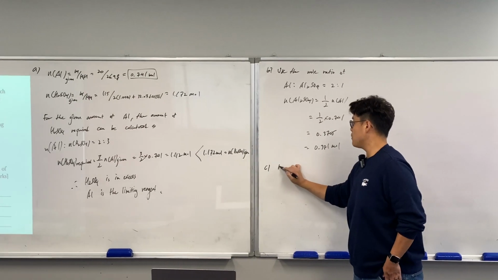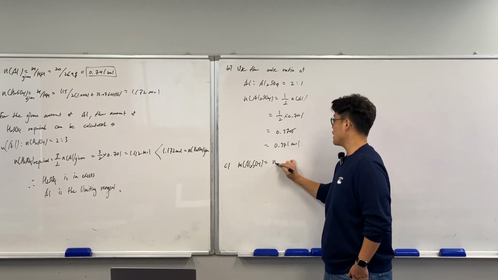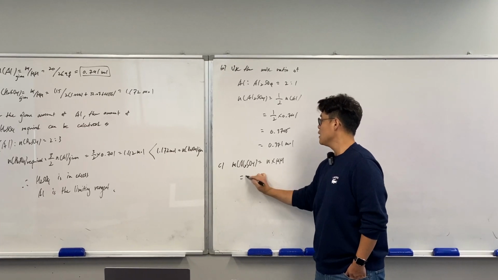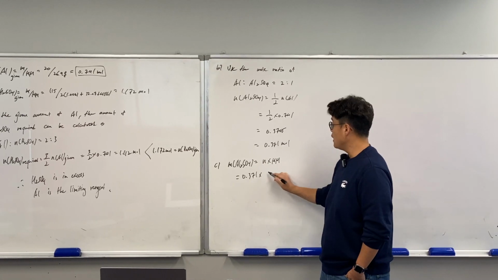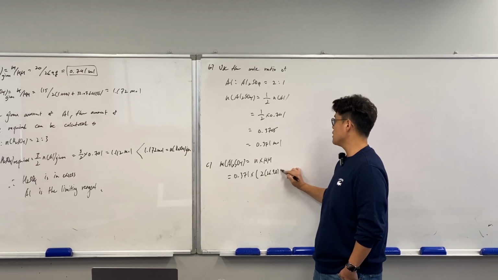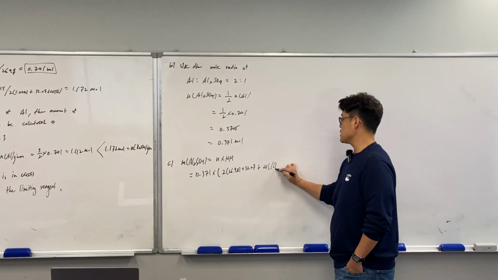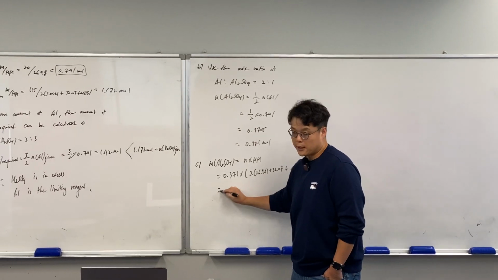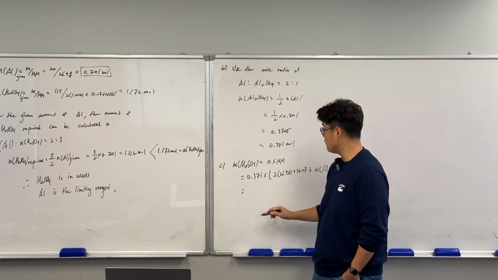Easy. Then C. Mass of the aluminium sulfate is n times the molar mass, 0.371 times the molar mass of everything. Aluminium, show that, 2 times 26.98 plus 32.07 plus 4 times 16, like this. Make sure you show all that as well. Then you're to get 126.8.